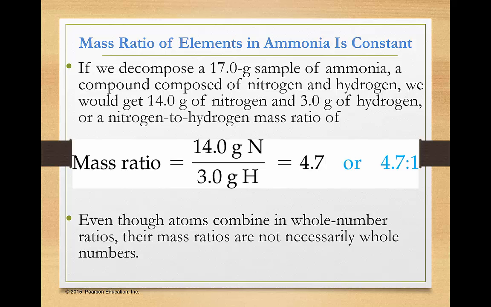Now, even though atoms are going to combine in whole number ratios, mass ratios aren't necessarily going to be whole numbers. So obviously, we can't have 4.7 atoms of nitrogen for every 1 atom of hydrogen. But when we're looking at the mass of the compound, that's a little bit different from looking at discrete units. So for example, if we wanted to measure the ratio of 1 basketball to 1 baseball, it would be 1 to 1. But obviously the ratio of the mass of the basketball to the mass of the baseball won't be the same. It will be different, and it probably won't be a nice even whole number.